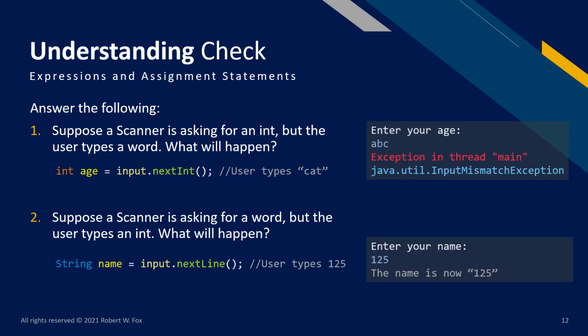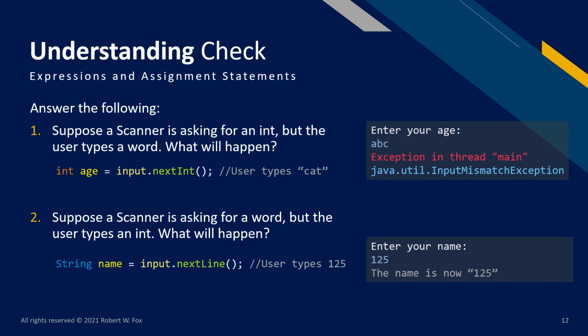For number one, we wanted the user to type an age, but I've had my user type ABC here instead. And you can see the result. The program actually crashes. Java says that there's an input mismatch exception. And basically what that means is that Java was expecting a number, it got a string, and it was not sure how to turn ABC into a number. So the program just can't continue and crashes.